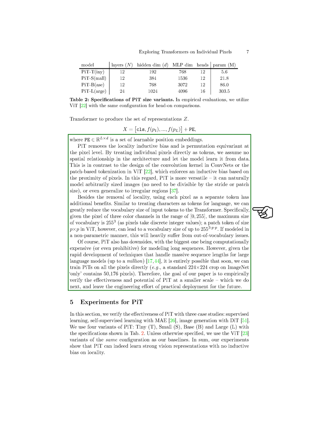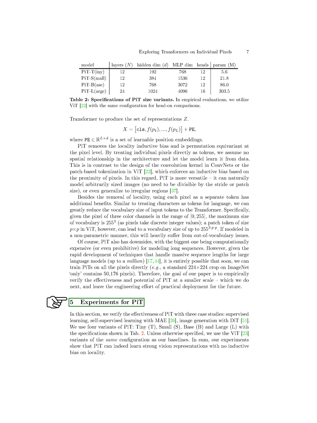Despite this drawback, with advancements in handling large sequence lengths, training models like PIT directly on all pixels may become feasible in the future. We conducted experiments to evaluate the effectiveness of PIT in 3 case studies: supervised learning, self-supervised learning with MAE, and image generation with DIT. We tested 4 variants of PIT: tiny, small, base, large, and compared them to VIT baselines. Our results demonstrate that PIT can learn powerful vision representations without a bias towards locality.